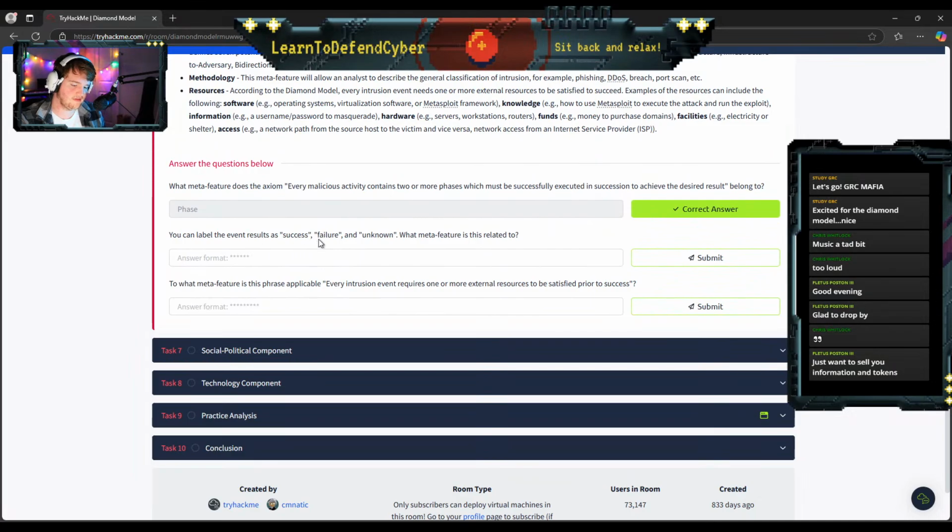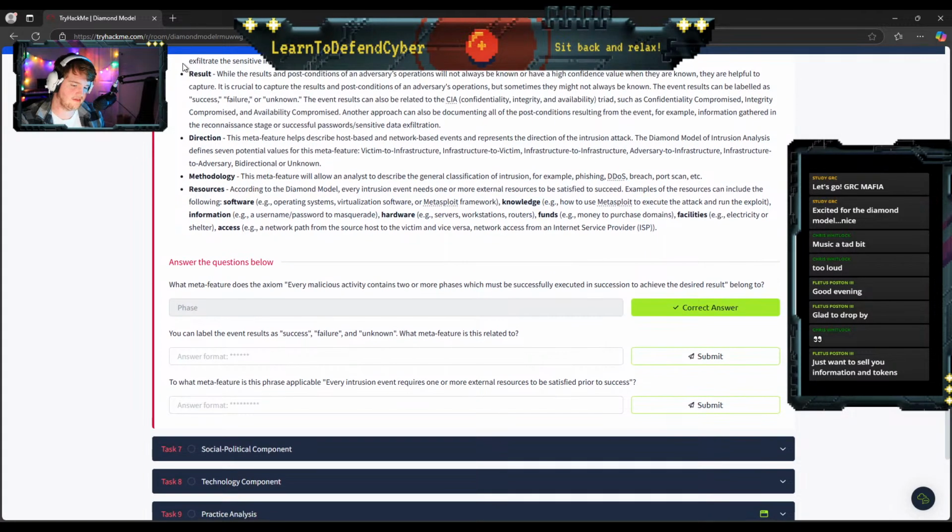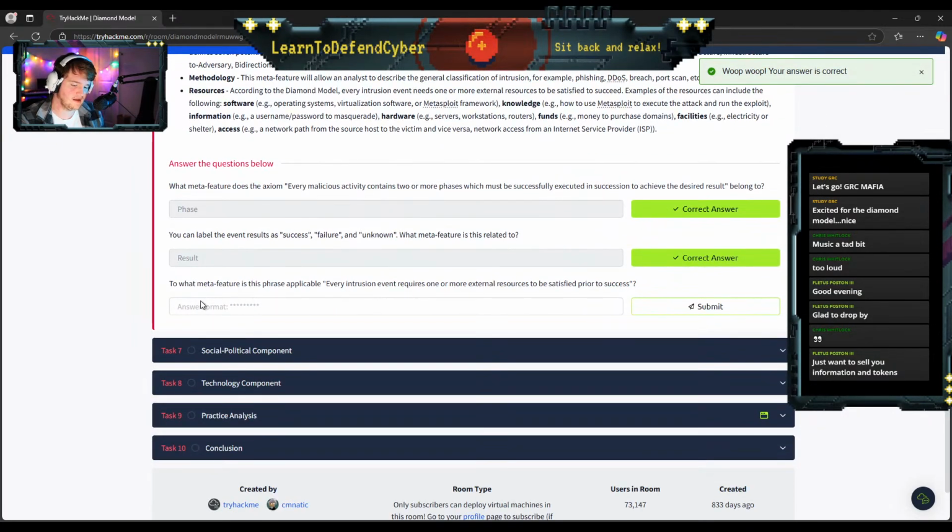You can label the results as success, failure, and unknown. That is the result meta feature. What meta feature is the phrase "every intrusion requires one or more external resources" applicable to? That's that last one we just talked about, resources.